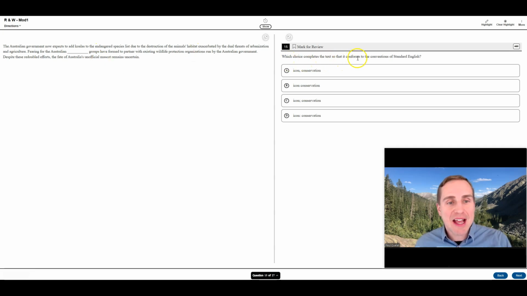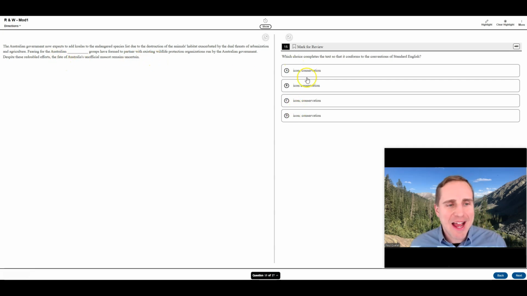Which choice completes the text so it conforms to the conventions of standard English? It says the Australian government now expects to add koalas to the endangered species list due to the destruction of the animal's habitat exacerbated by the dual threats of urbanization and agriculture. Fearing for the Australian blank groups have formed to partner with existing wildlife protection organizations run by the Australian government. Despite these redoubled efforts, the fate of Australia's unofficial mascot remains uncertain.